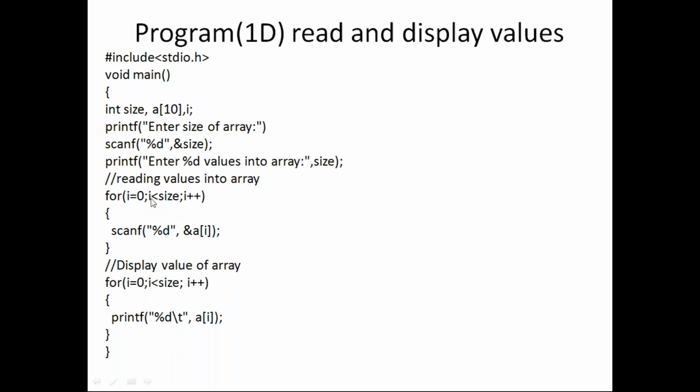And i will increment again. So i will be 1. Check the condition. 1 is less than 4. Yeah, true. Then again, the second value is read, and placed into which position? a of 1, and so on like this. Keep on reading until the condition becomes false now.